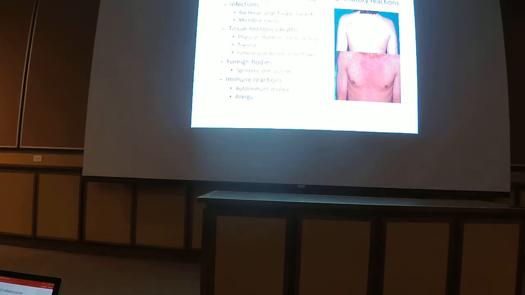Ischemia can also result in tissue necrosis. We defined ischemia and hypoxia last time. Those are very important words to know inside and out. Certainly, foreign stuff can come into the body and cause all sorts of problems. And then there are problems with the immune system: autoimmune disease, allergy.